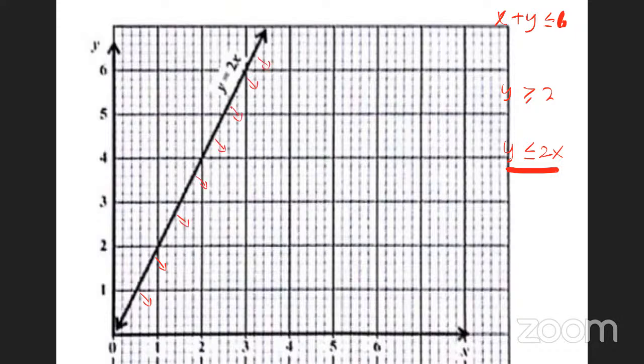Right. I need help here. How to draw this line? Y is equal to 2. How to draw y is equal to 2? Horizontal line, right? Draw a horizontal line. Where do I shade? Above or below? Above. Very good. Why? Because it's more than.